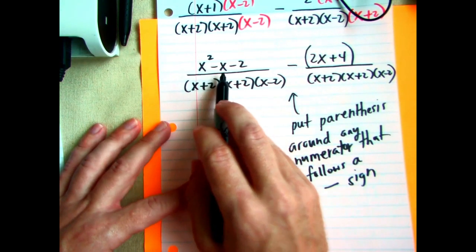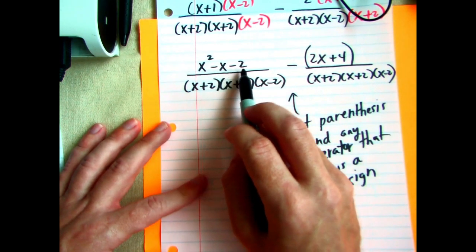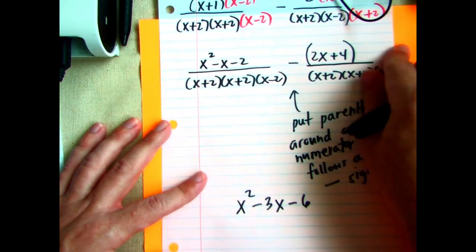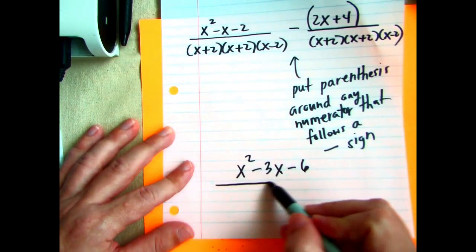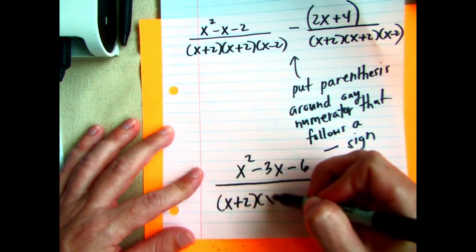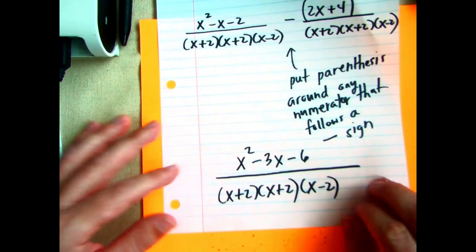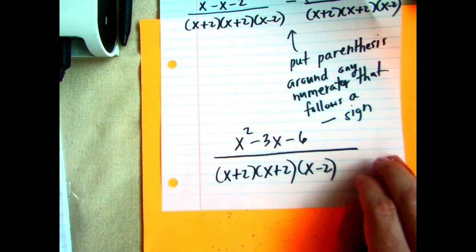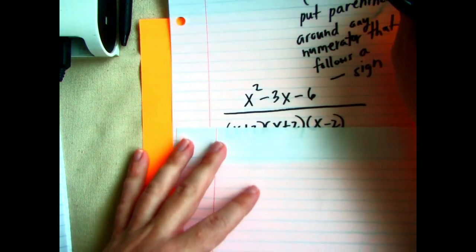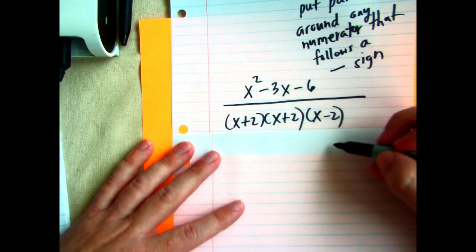Alright, so across the top I got x squared. I got minus x minus 2x for a total of minus 3x. And I got minus 2 minus 4 for a total of minus 6. Then my common denominator again is x plus 2, x plus 2, x minus 2. Alright, so you could leave that as your final answer, even with the denominator factored out like that.